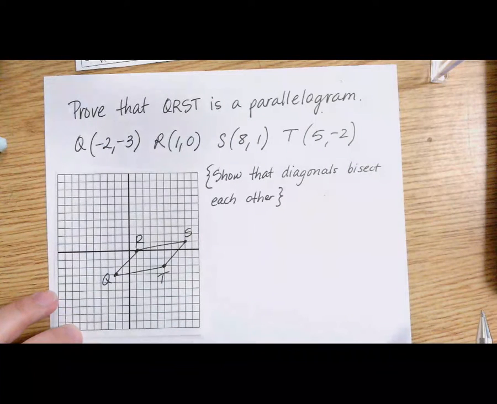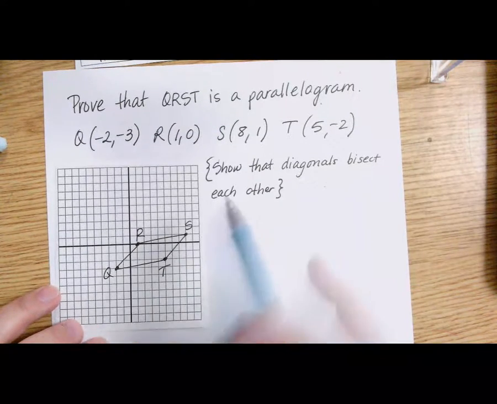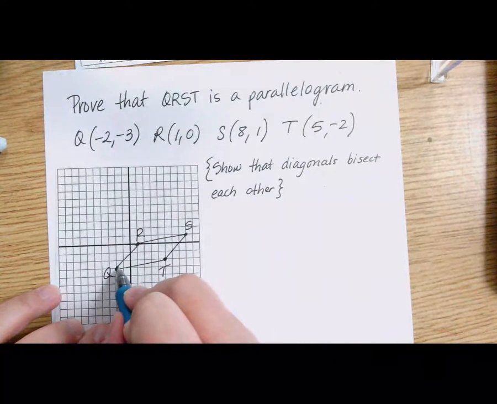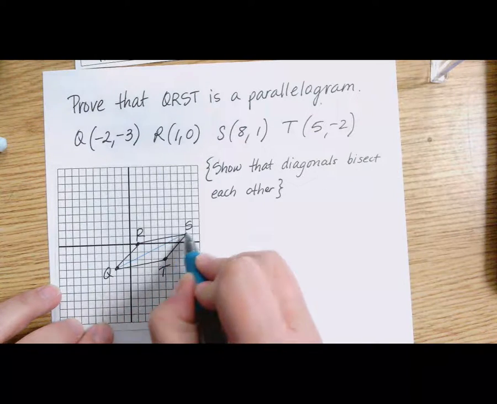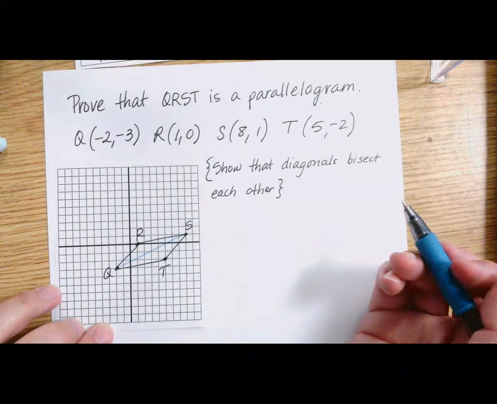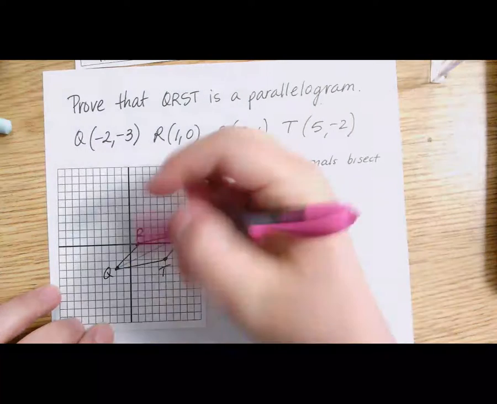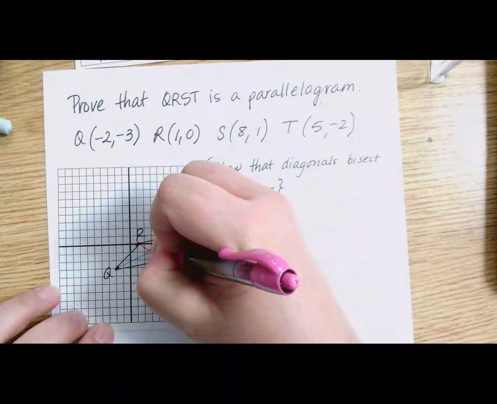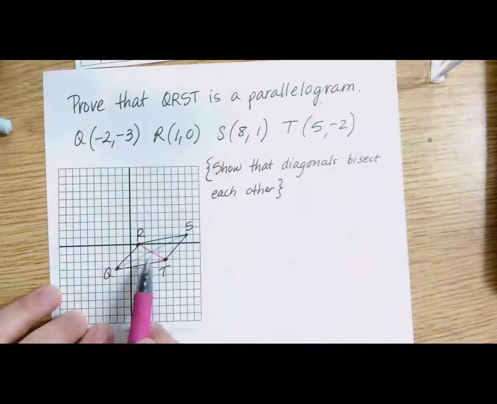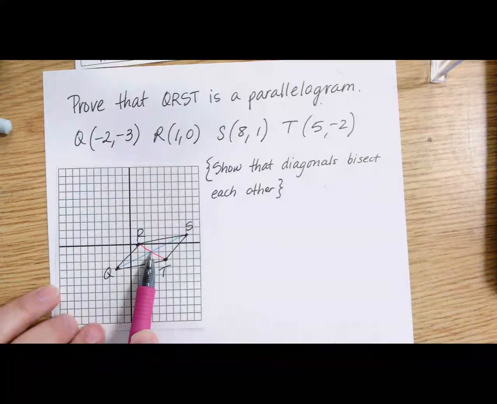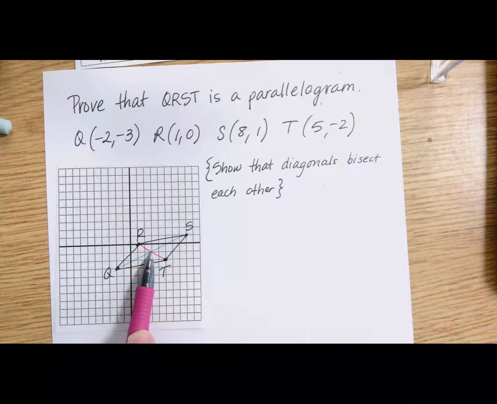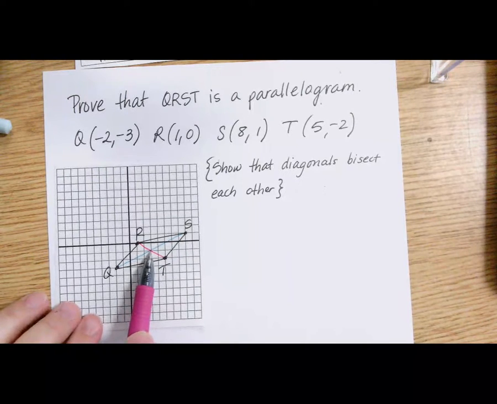Remember that a diagonal of any kind of polygon is just a segment formed by connecting 2 points that aren't already connected. So QS, these two are not already connected, and I probably didn't draw that perfectly. It looks pretty close. And RT are not already connected. So it looks pretty good here. It looks like they meet right here. It looks like our answer is going to be 3, -1, but we can't just say, oh yeah, it's 3, -1. It looks like that's going to be the midpoint of both of them.